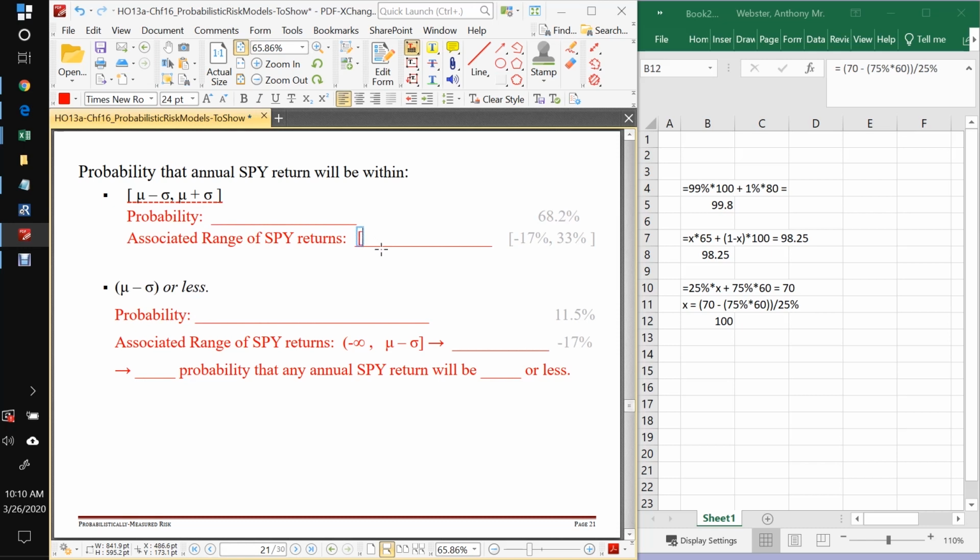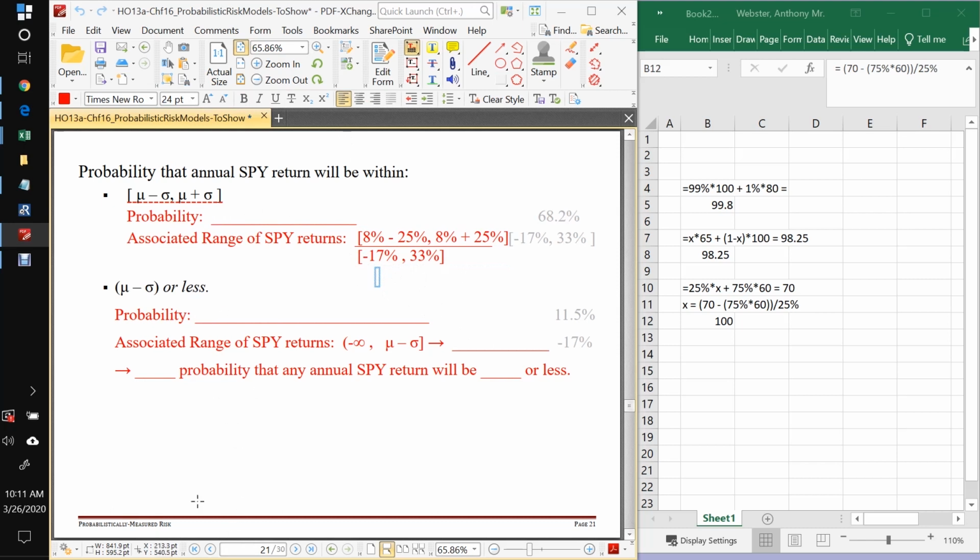So what we've got here is 8%. Our range is going to be 8% minus 25% to 8% plus 25%. If you do the arithmetic on that, that gives us minus 17% to 33%. So that's the range that we're going to be in.